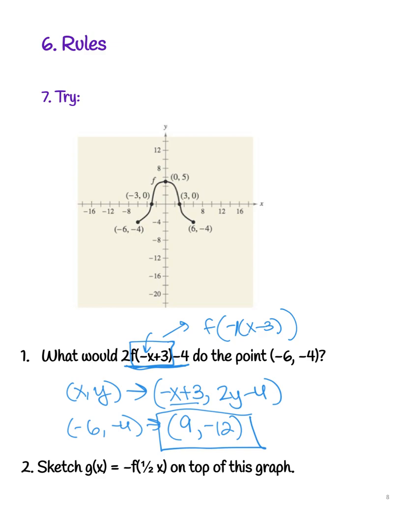Okay, and then the last part of this question says, let's sketch negative f of 1/2 x on top of this graph. So what I would do is first make the rule. Everybody make the rule here. Pause the video for a second and see if you get it right. Okay, that's what I get. And so then what I would do is make a chart, and let's do all of the ordered pairs that I see in the graph.